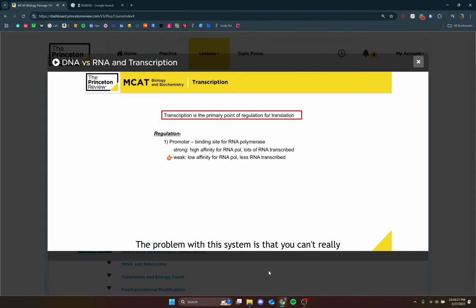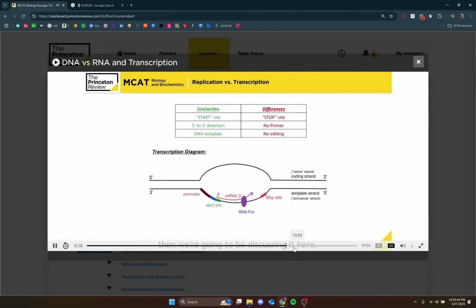The problem with this system is that you can't really change this. What you have is just a sequence within the DNA. So if you suddenly need more of a particular protein and you have a weak promoter, you can't swap it out for a strong promoter and then get a lot of mRNA for that protein, and thus a lot of protein.